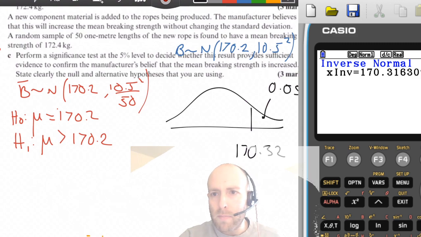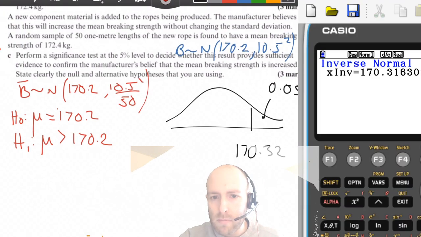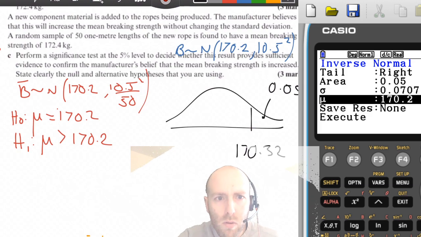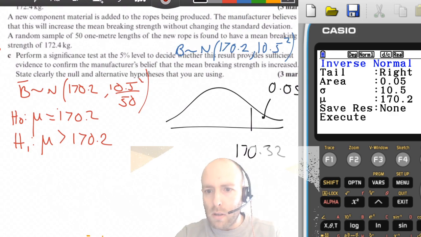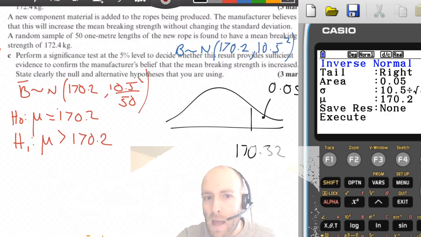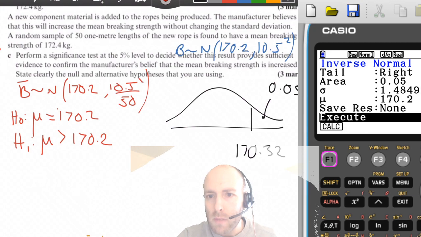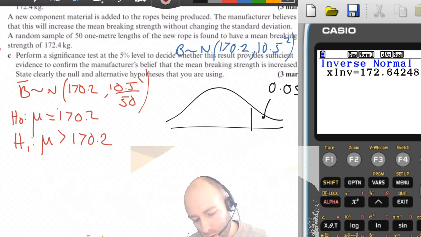I think that's alright. Standard deviation was wrong, really? What have I done? Where's my calculator? Standard deviation, how did I type it in? 10.5 divided by square root 50. Yes, it was wrong. Well spotted there. Cool, go to execute. Yeah, 172, that makes a bit more sense. 172.64.